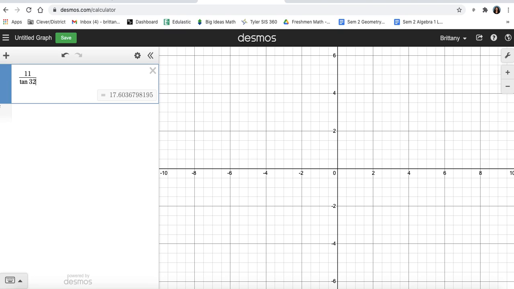So I'm going to type this in, 11 divided by tangent of 32, and I get 17.6 when I round to the nearest tenth.